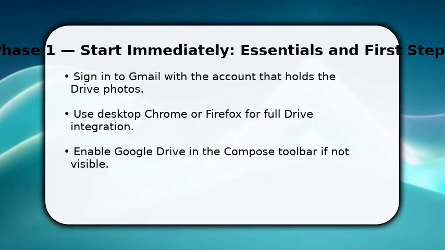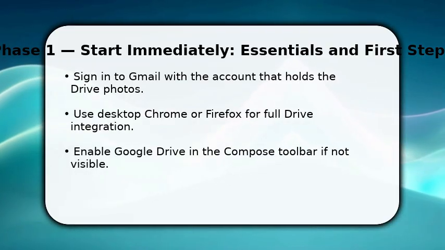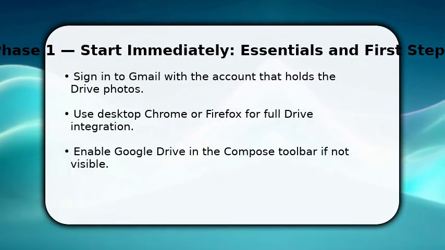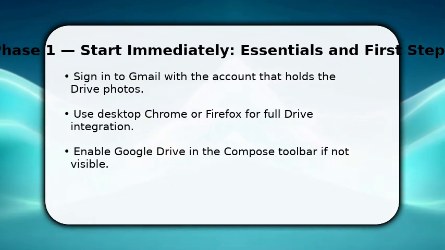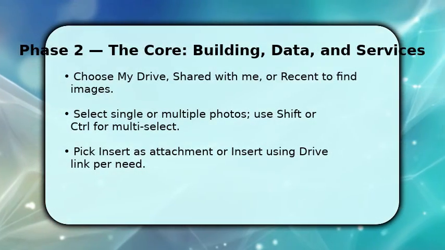If the icon is missing, open Settings and enable Drive Attachment Access. This gets you from Account to the Drive Picker, so you can choose images without downloading them first. Now you're at the Drive Picker.